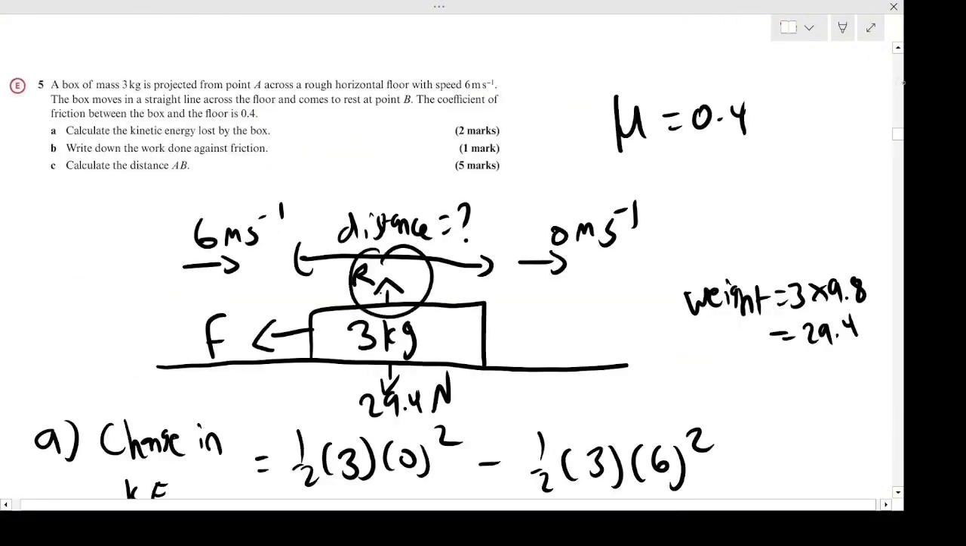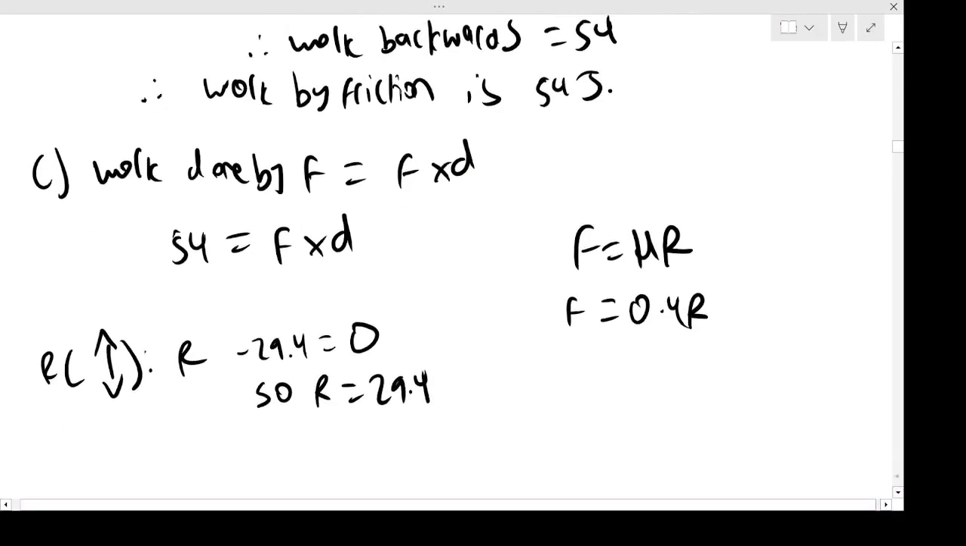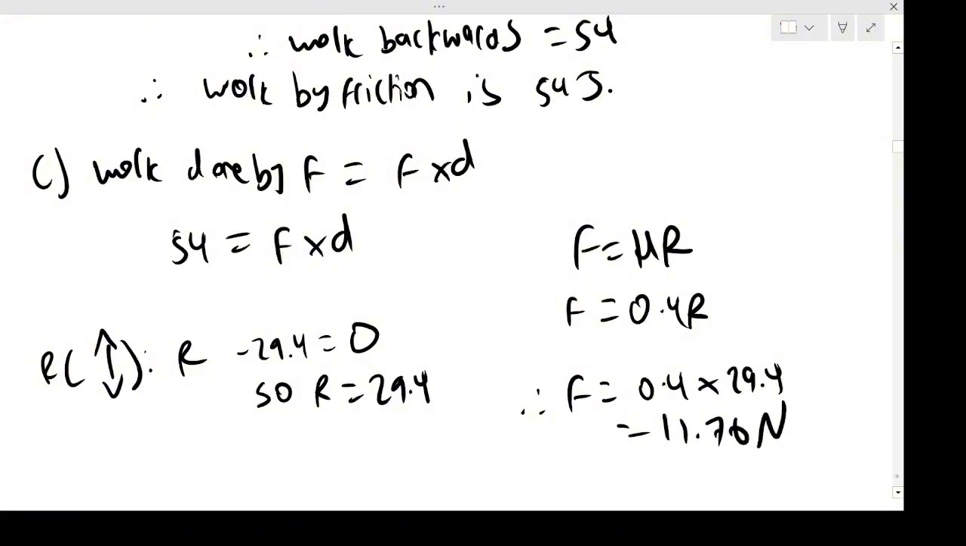the upward force is the reaction, take away the downward force of 29.4. Again, that's going to equal mass times acceleration, but there is no acceleration up and down, so it equals 0. So very simply, R is 29.4. So therefore, I can now find friction. So that means friction is 0.4 times 29.4, which will get me 11.76 newtons. Okay?